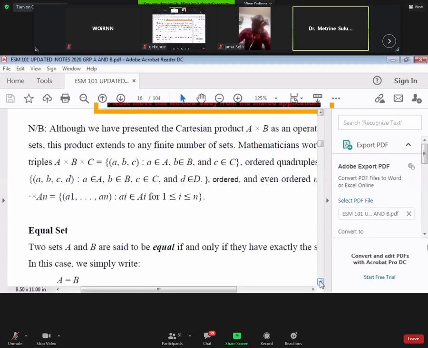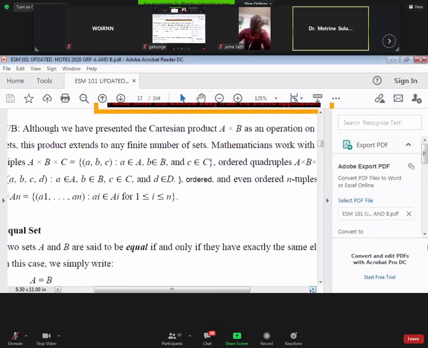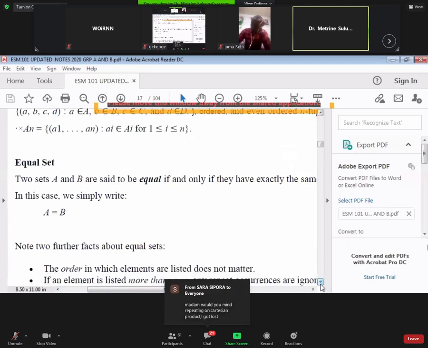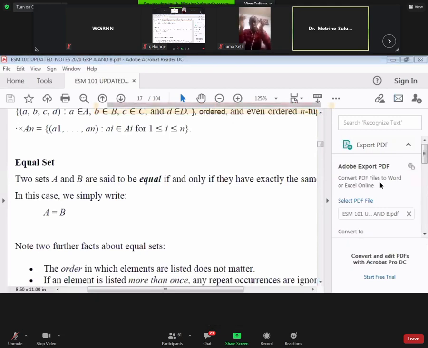Now let's look at equal sets. What are equal sets? Two sets are said to be equal if and only if they have exactly the same elements. For example, A is equal to B if and only if the elements in A are equal to the elements in B. So when do we say that set A is equal to set B?